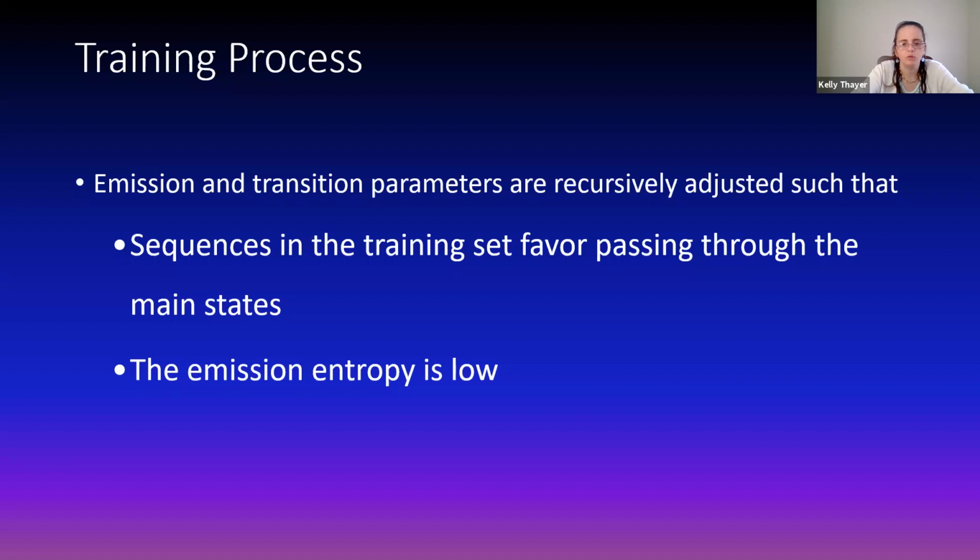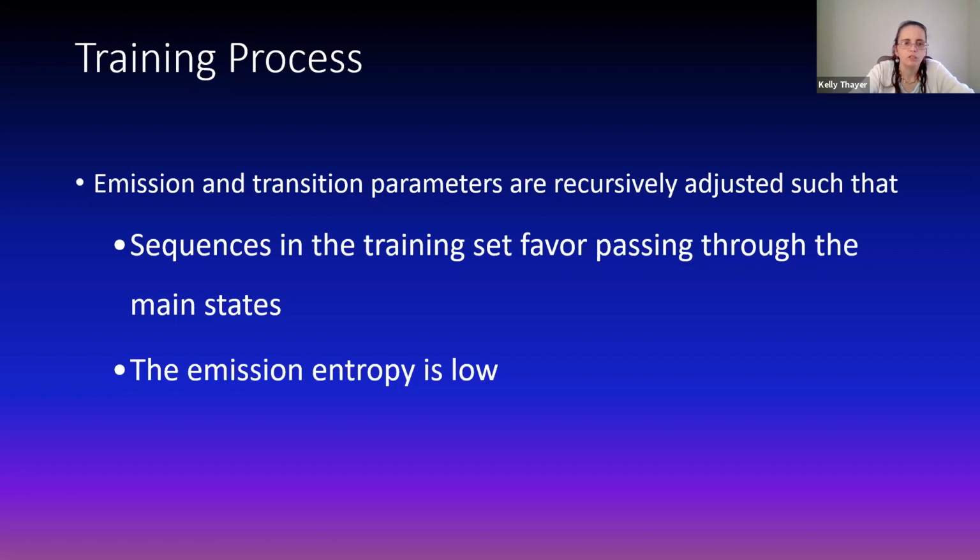So if you are going through the insert state, often what that represents, more than you're going through main, what that suggests is that your main is not yet long enough. So you could add another state into your length of the model so that it will pass through main more frequently. And then that should go away. So that will help you optimize the size of your model.